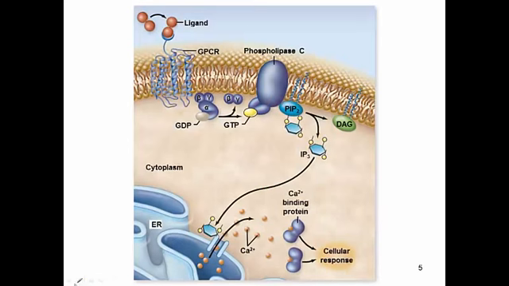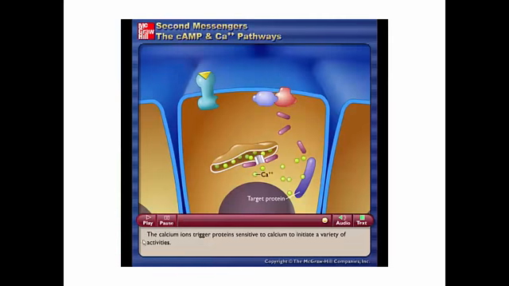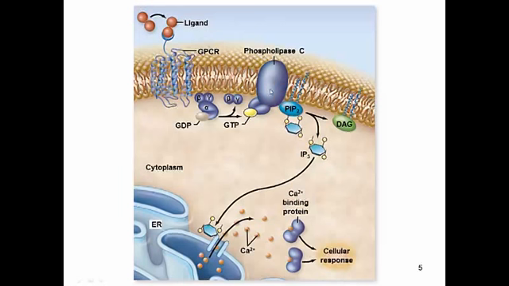Our next is phospholipase C. Phospholipase C, again, is activated by the alpha subunit of the G protein. Remember, anything with the -ase ending indicates that it's an enzyme. The phospholipase C then cleaves PIP2, a phospholipid, into inositol trisphosphate (IP3) and DAG.